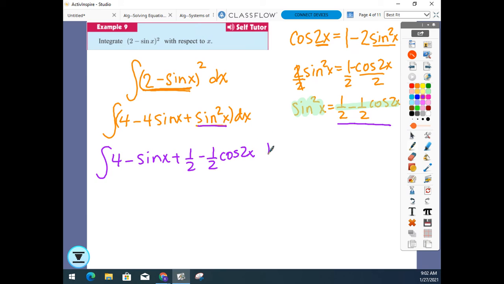I would be very surprised if this would be on an IB test, but I will tell you, for any of you going into calculus, if you need calc in college, you're going to need to know this. All right, now I can combine like terms. 4 plus a half, 4 1/2, or 9/2.